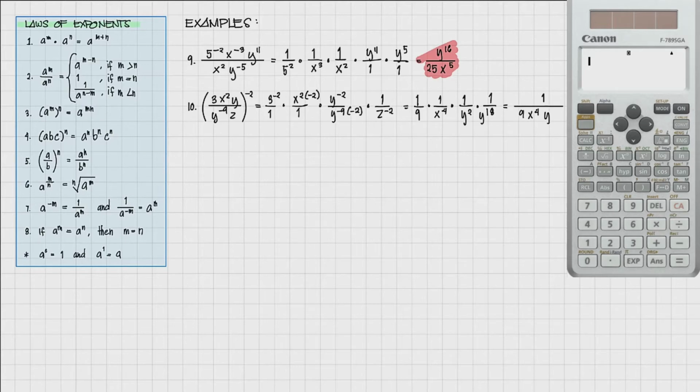Oh, I think we forgot a term. We forgot z. Yeah. So let's move this a bit. Because, do I have enough space? I don't think we have enough space. So let me transfer it down here. Yeah. So we forgot this term, which is 1 over z raised to negative 2.